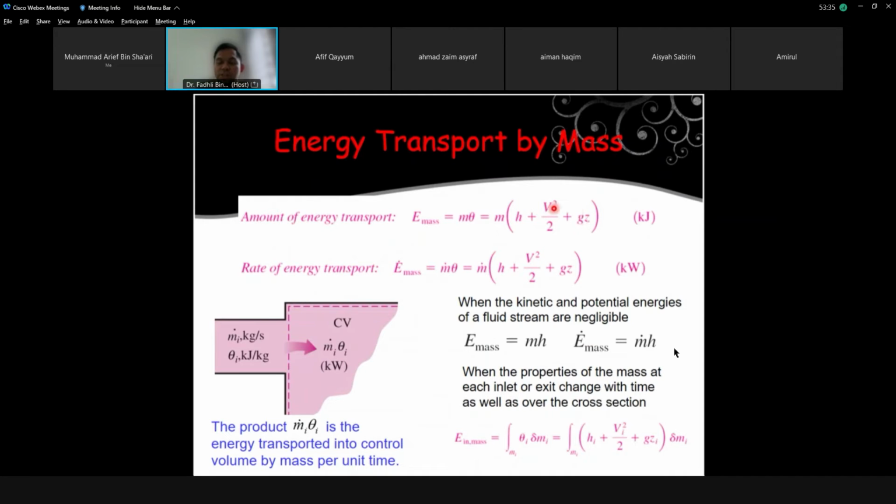Tapi semua ni adalah standard. Okay, standard perkara yang kita perlu pertimbangkan untuk open system. We need to consider enthalpy, where it consists of internal energy of the mass, flow work, and then this is kinetic energy of the mass, and the last one is potential energy of the mass. Okay.